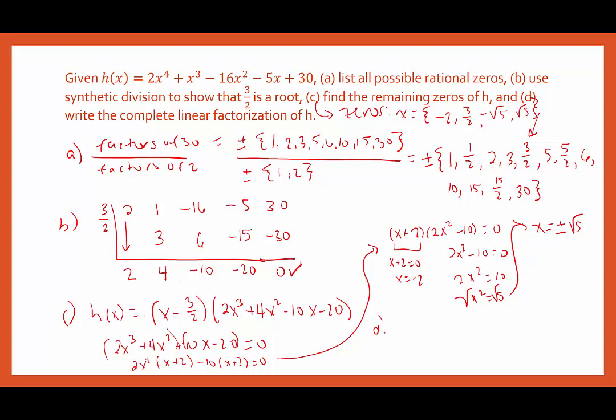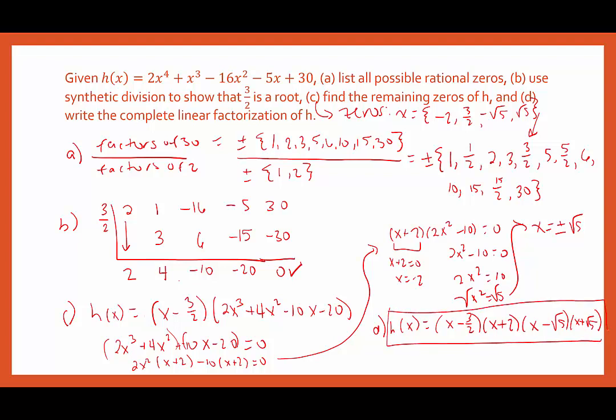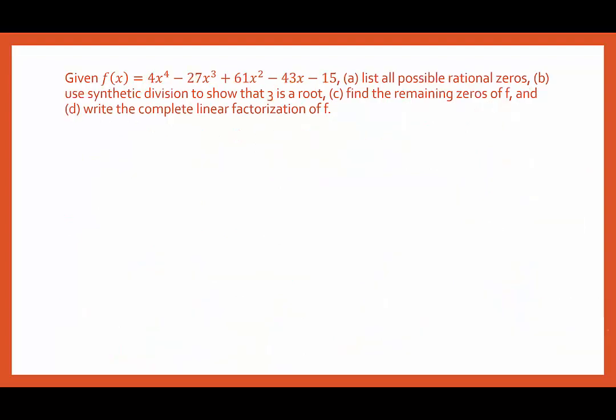And lastly, letter D. Now we're going to take those zeros and just plug them back in to factors of this polynomial. So this would be h of x equals, we have x minus 3 over 2, x plus 2, x minus root 5, and if I can squeeze it in, x plus root 5. So 4 factors, which is what I should have for this particular polynomial.